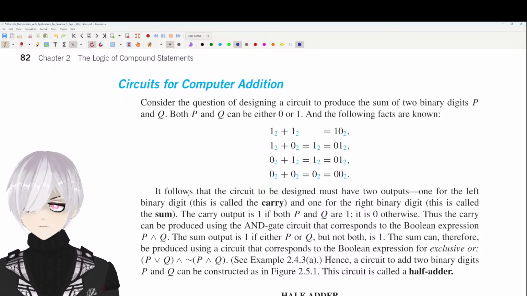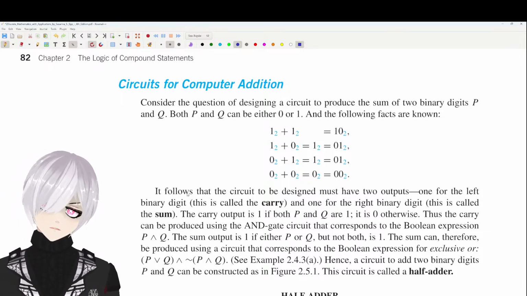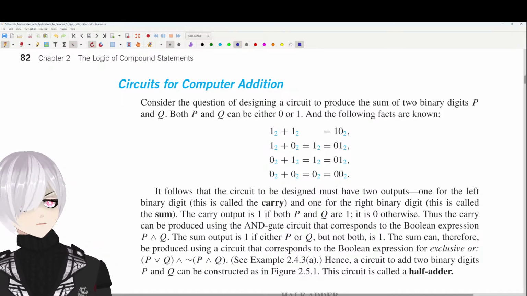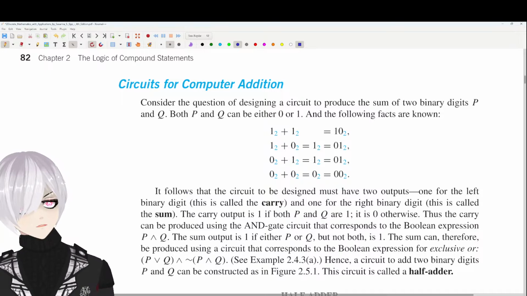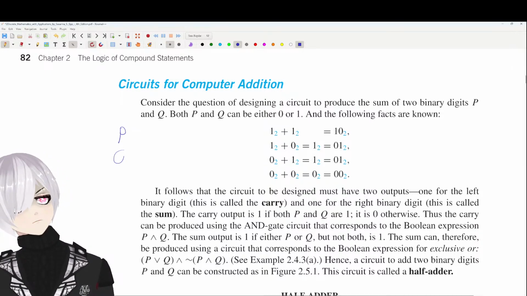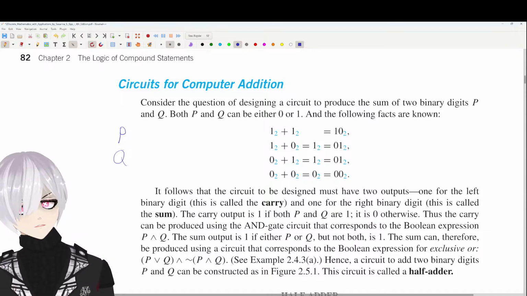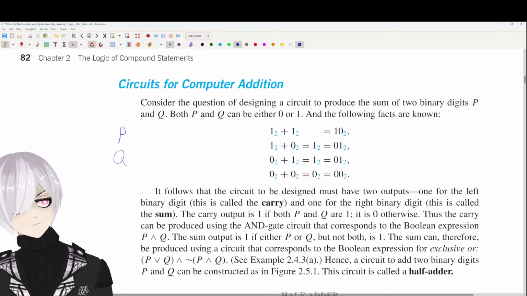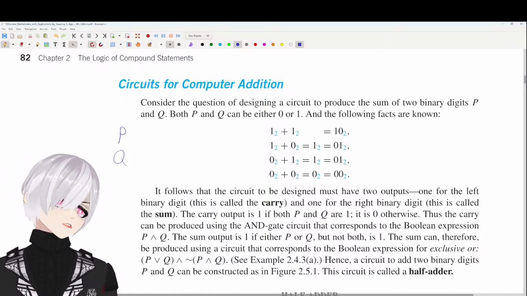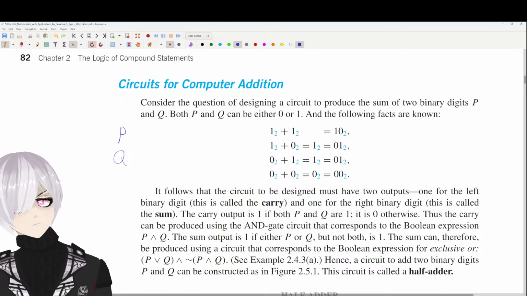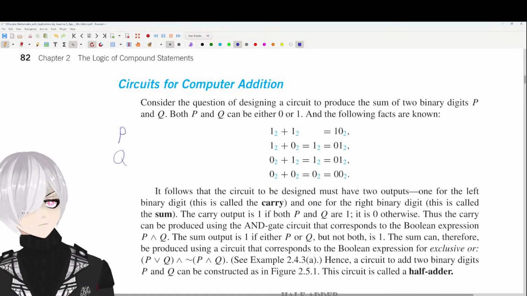So, that's worth discussing. A circuit which adds two numbers, P and Q. I don't know if they're single digit numbers. Exactly. Each of them is either a 0 or a 1 in binary. And the half adder has its own truth table to solve this.